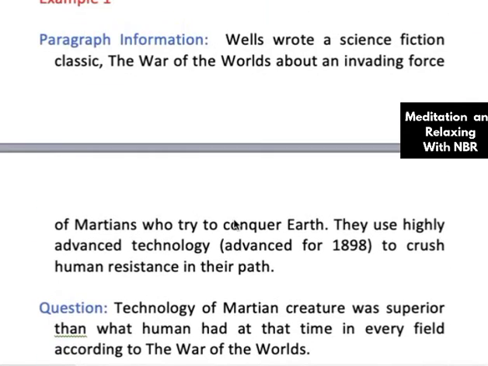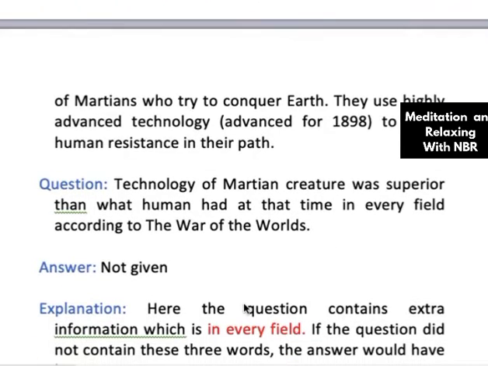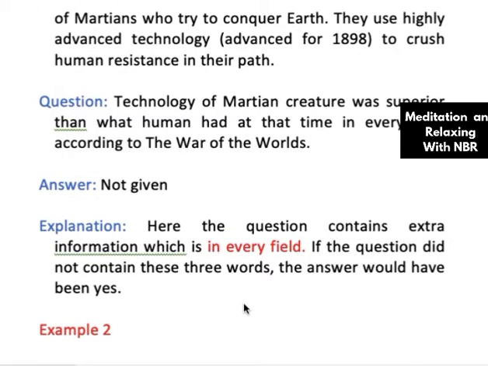But in the passage, it's written that they use highly advanced technology to crush human resistance in their path. So they use advanced technology, no doubt. But is the advanced technology at that time in every field better than that of humans? So every field is not there. So this is extra information in the question, and because of that, the answer is not given.